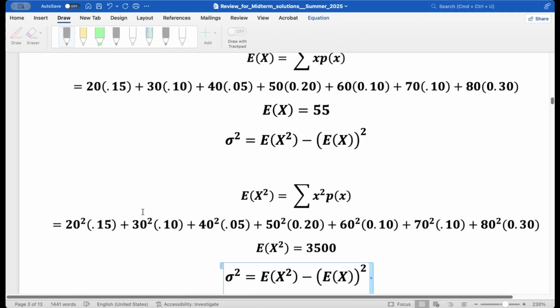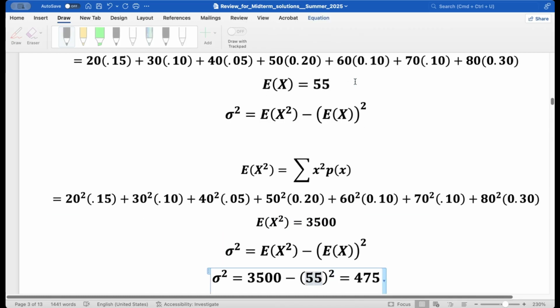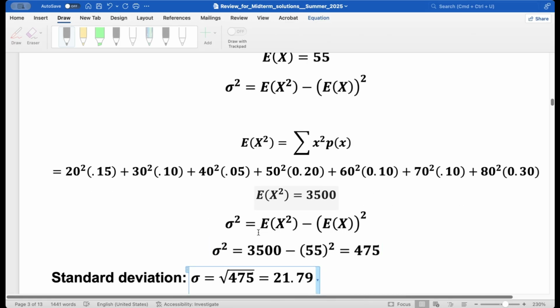Putting that into the formula, it's going to be 3,500 minus the 55 we just found squared. So 3,500 minus 55 squared is 475. That's the variance. To find the standard deviation, you take the square root of that, and that's 21.79.